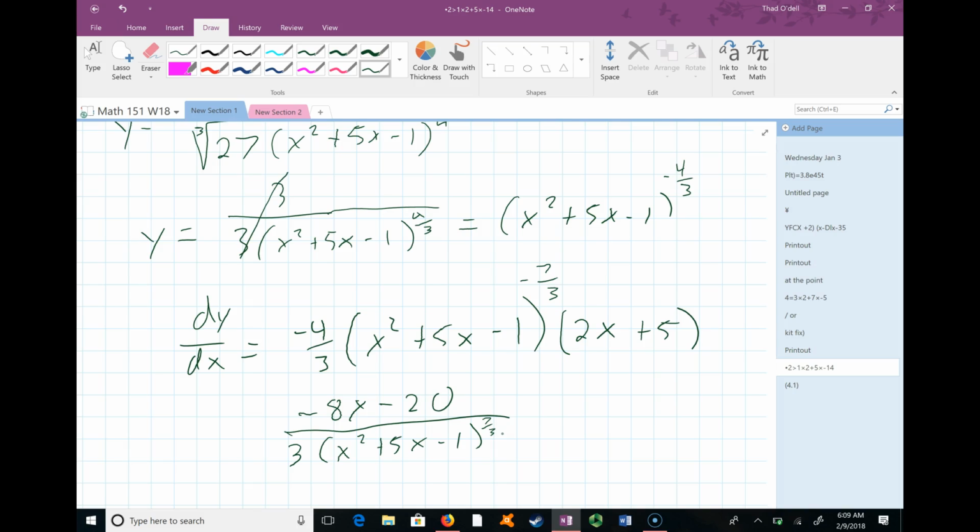Or you could, if you wanted to, just distribute the negative 4/3 through this parenthesis and then just leave it as a negative exponent.